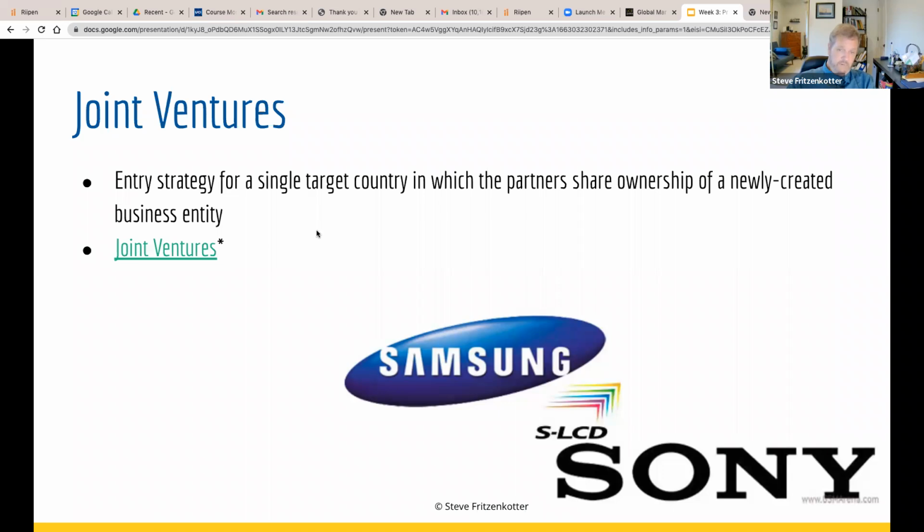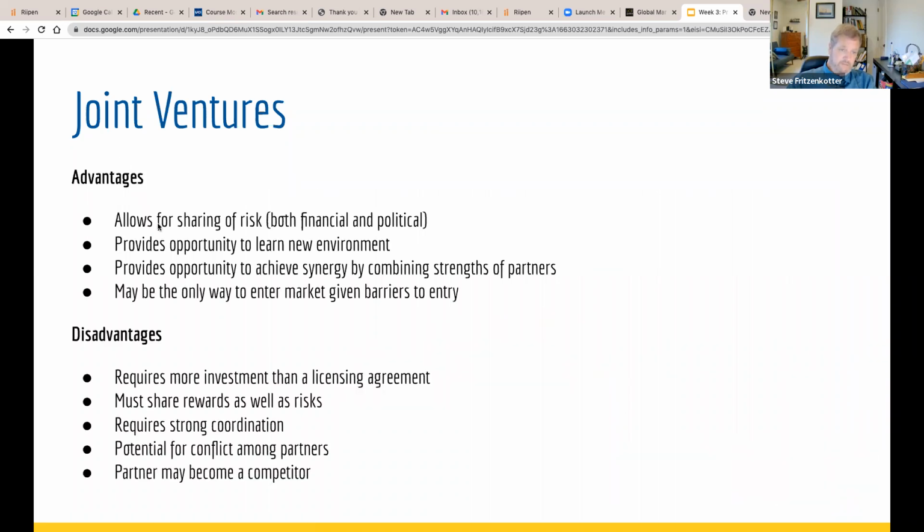It's not for every business, but the advantages of joint ventures are that it shares the risk, both financial and political. You share the risk, and you can learn a new environment that way. It's also an opportunity to create synergy and combine strengths, and that's really why you'd want to get into this kind of arrangement. And it may be the only way to enter a market, like I said before. In some countries around the world, you have to partner with a local business to be able to enter their market.